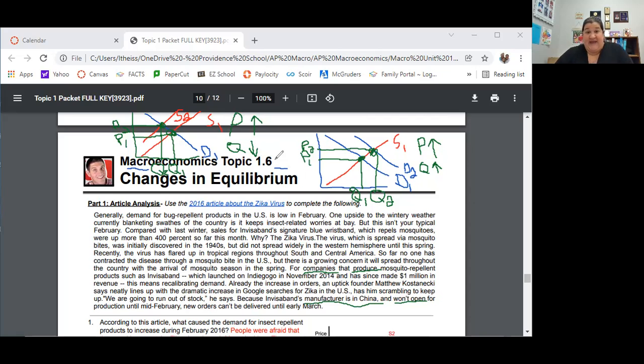So let's look at our prices and compare them. When I was looking at my demand shift, price increased. When I'm looking at my supply shift, price increased. Those match. So 100% I can say the price is going to increase.